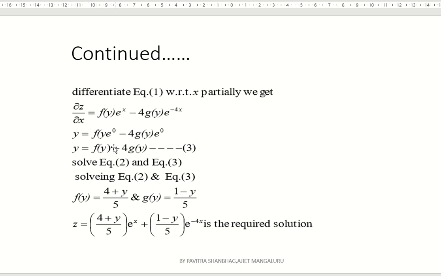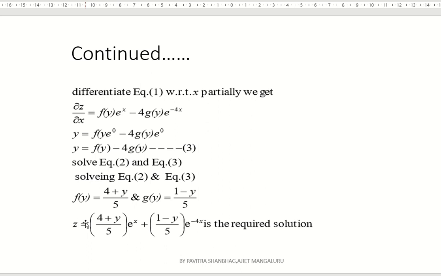Solve these two equations. f(y) + g(y) = 1, and f(y) − 4g(y) = y. Subtract first. Then what will you get? g(y), minus of minus is plus, so 5g(y) = 1 − y. So what is g(y)? (1 − y)/5. After getting this g(y) value, replace it back in any one of the expressions, so that you will get f(y) as (4 + y)/5.